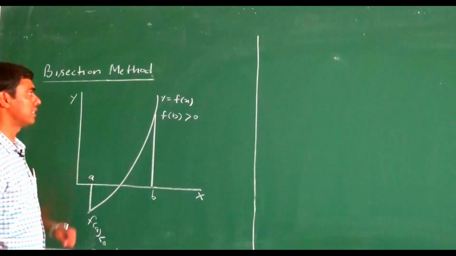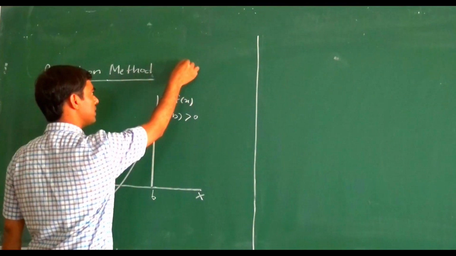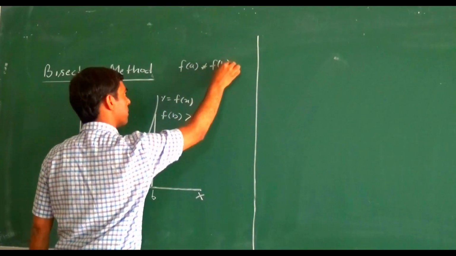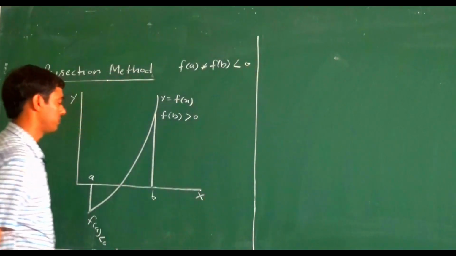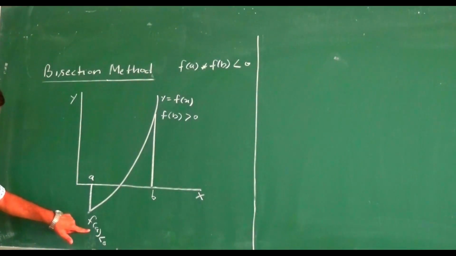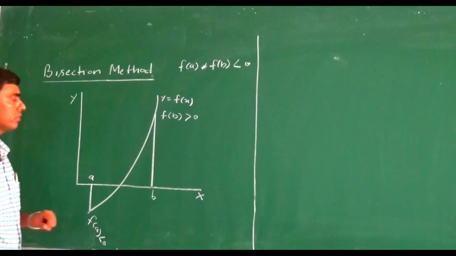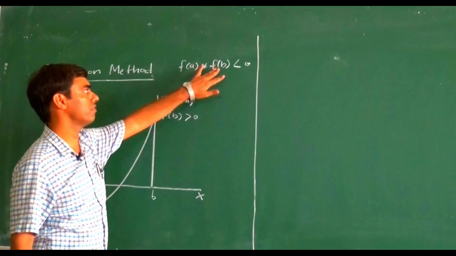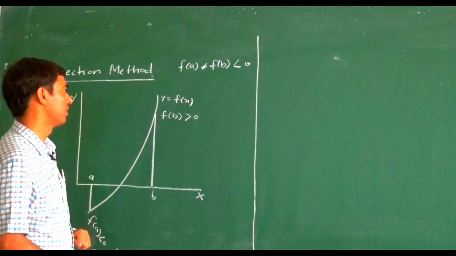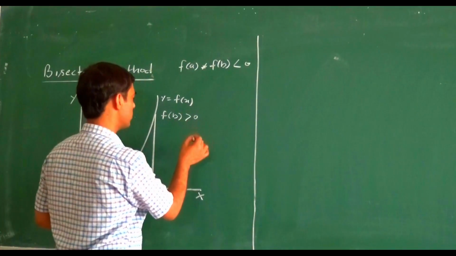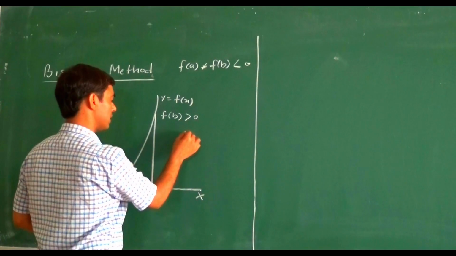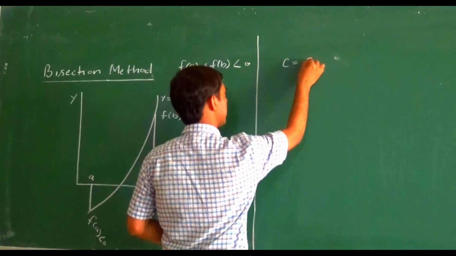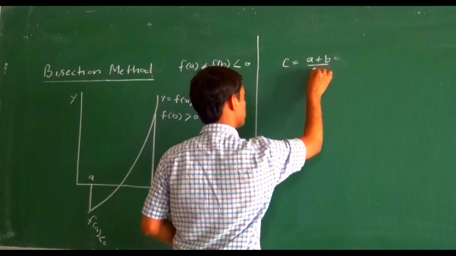So what is the necessary condition to apply the bisection method? f(a) times f(b) must be less than 0. So if f(a) is less than 0 and f(b) is greater than 0, then obviously f(a) times f(b) is less than 0. Now to find the next point, suppose we find c equal to (a + b)/2.